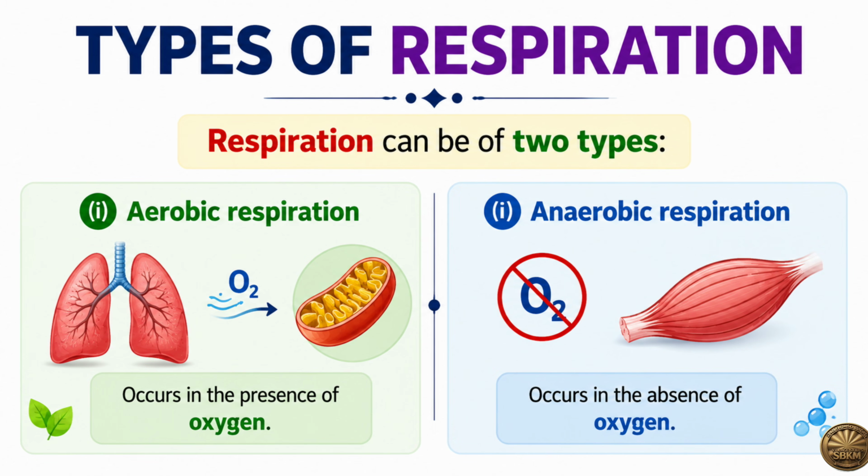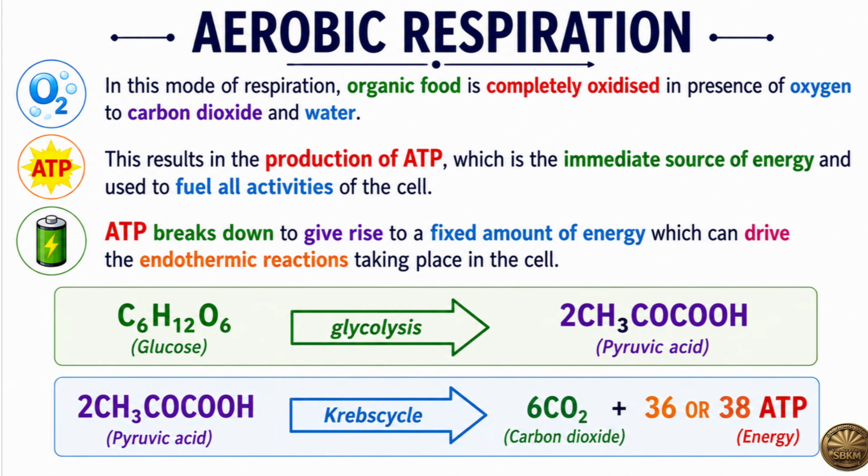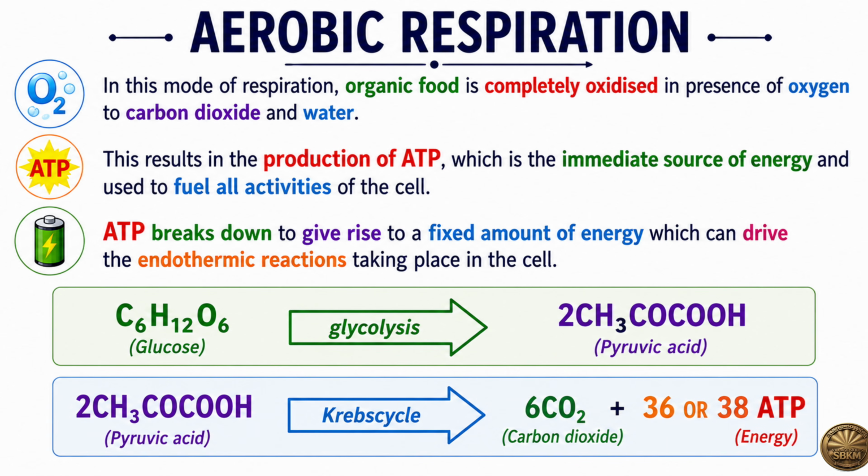Types of respiration. Respiration can be of 2 types: 1. Aerobic respiration. 2. Anaerobic respiration. Aerobic respiration: in this mode of respiration, organic food is completely oxidized in presence of oxygen to carbon dioxide and water. This results in the production of ATP, which is the immediate source of energy and used to fuel all activities of the cell. ATP breaks down to give rise to a fixed amount of energy, which can drive the endothermic reactions taking place in the cell.